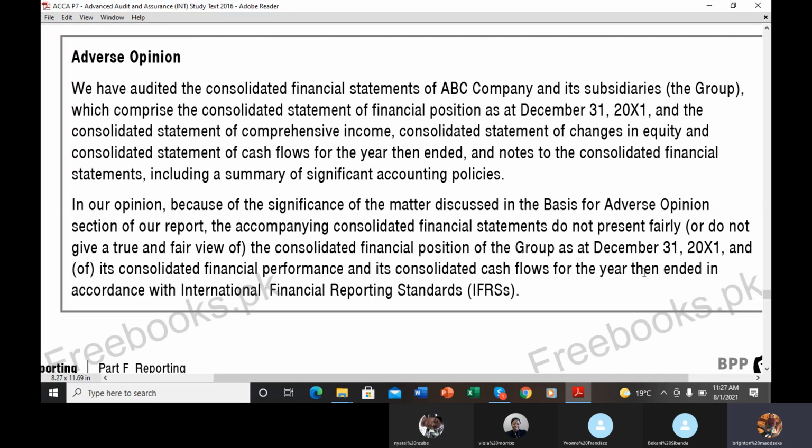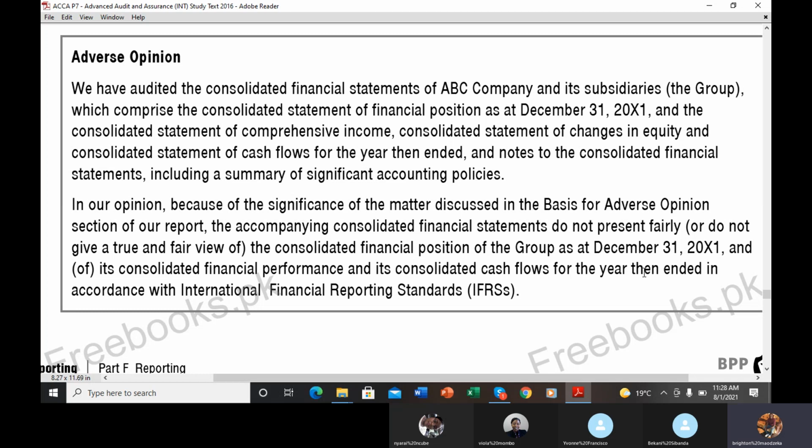Reference that the matter is discussed, or has been described, in the basis for adverse opinion, which means it is described in the subsection, the next heading. That's what they say: in our opinion, because of the significance of the matter discussed in the basis for adverse opinion section of our report, the accompanying consolidated financial statements do not present fairly, or do not give a true and fair view. Here you have expressed an opinion, but you do not mention the reason. You tell us that you have modified the report, but you do not tell exactly what gave rise to the modification. You refer to the basis for adverse opinion. That's where you're going to tell us.